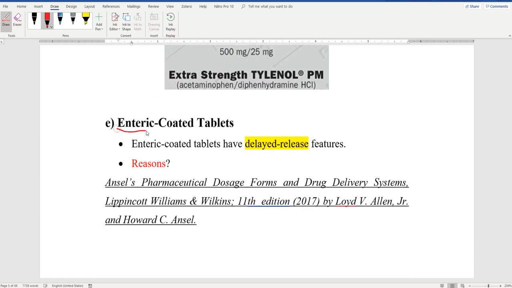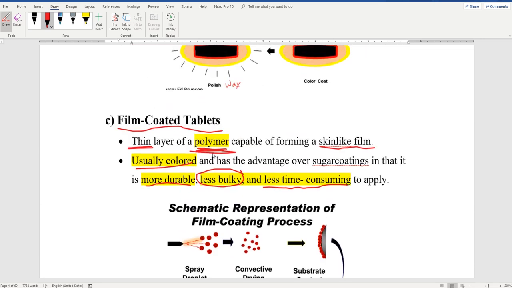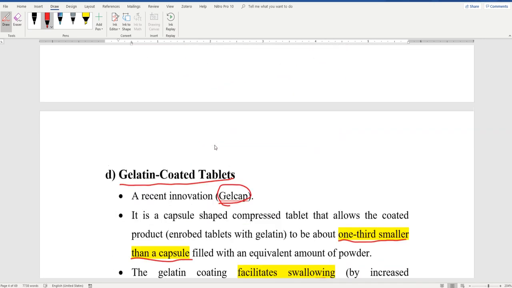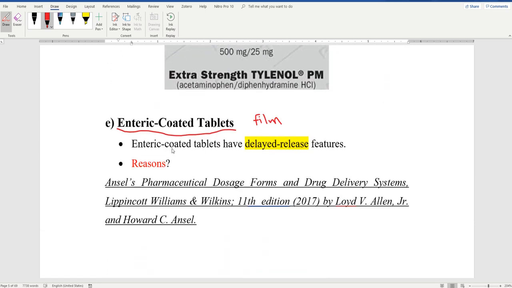Okay, enteric coated tablets. This is a type, as I said previously, of film coated tablet. Right? But what kind of film? The film that is enteric coated. So in this case, what polymer will you use? You are going to use a polymer, but which polymer? If you remember, you need to use an enteric polymer. We have cellulose acetate phthalate and polyvinyl acetate phthalate, which is PVAP. You use this to coat the tablets.